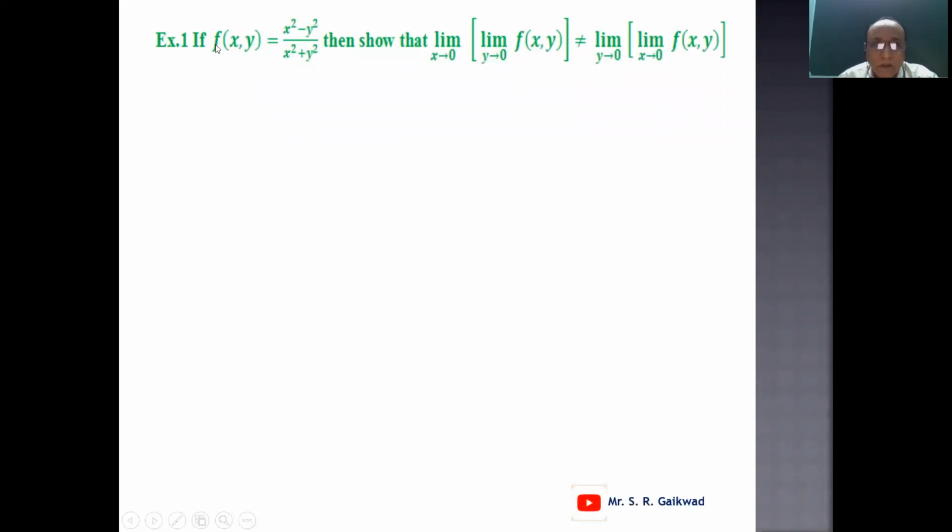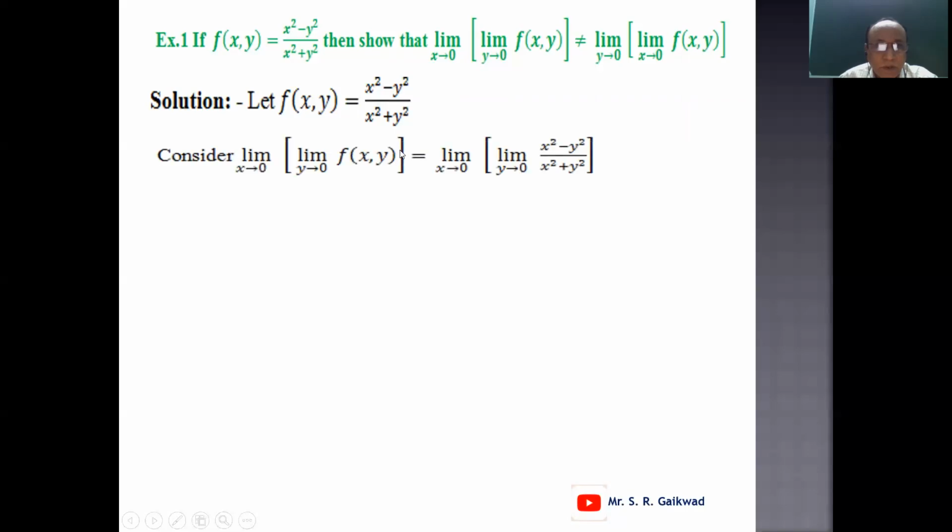If f(x, y) equals (x square minus y square) upon (x square plus y square), then show that the limit as x tends to 0 of the limit as y tends to 0 of f(x, y) is not equal to the limit as y tends to 0 of the limit as x tends to 0 of f(x, y). Solution. Let f(x, y) equal (x square minus y square) upon (x square plus y square).